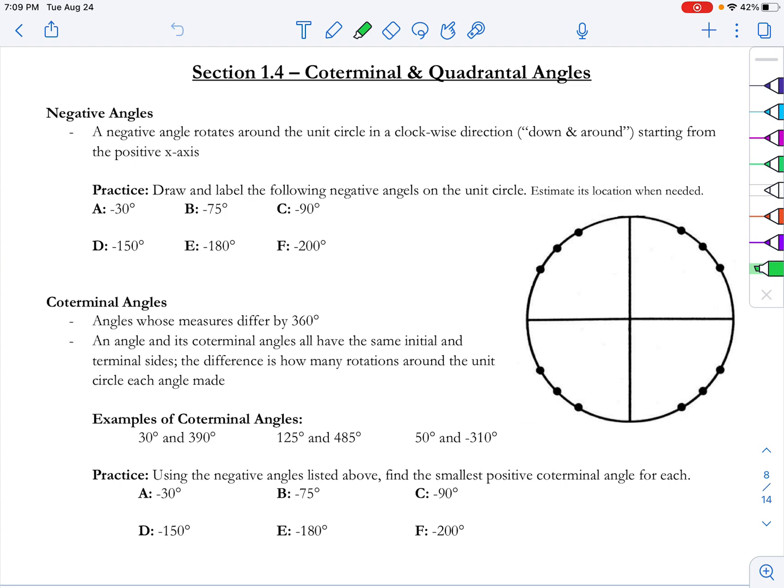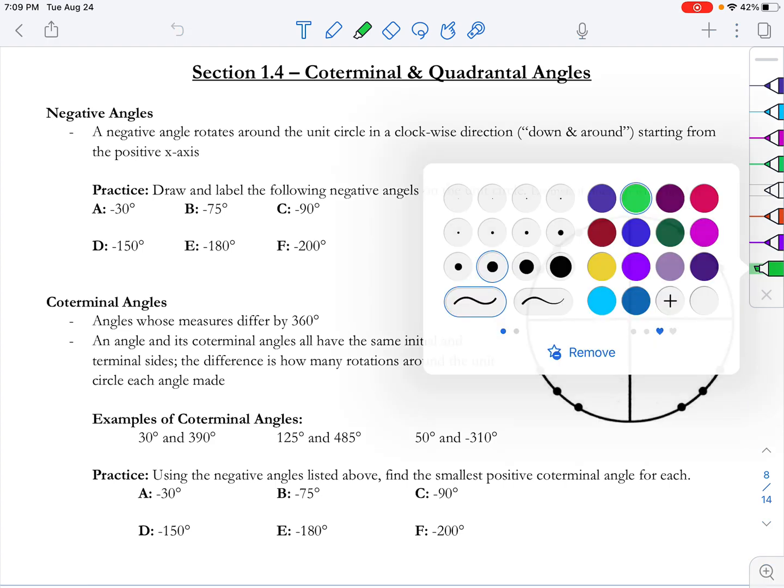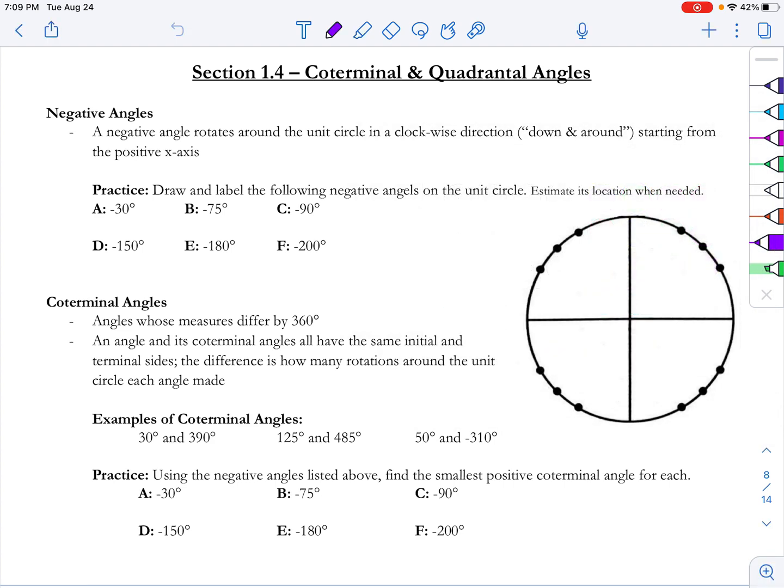All right, so let's take a look at negative angles first. When we first started plotting angles in standard position, we know standard position has the initial side on the positive x-axis, and then the terminal side, all the angles we've been looking at, has gone up and around in a counterclockwise direction, right? Like these dots are 30, 45, 60, 90, 120, 135, 150, 180, and so on, right? We've gone up and around. All these angles that we've been looking at have all had positive measures.